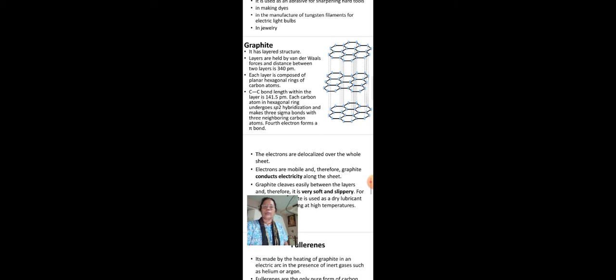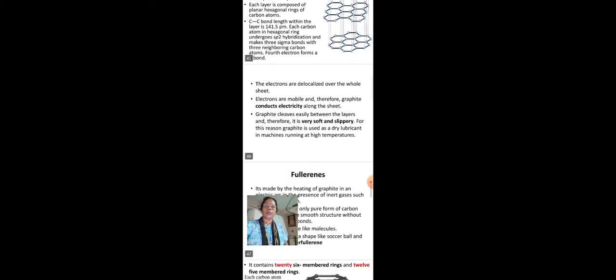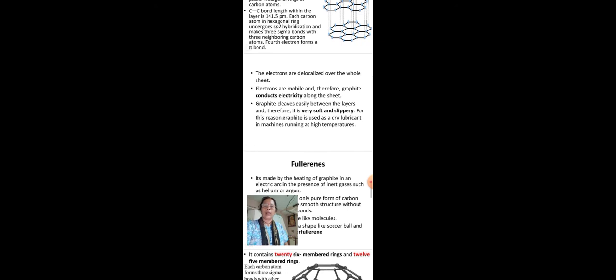Each carbon atom in the hexagonal ring undergoes sp2 hybridization and makes 3 sigma bonds with 3 neighboring carbon atoms. The fourth electron forms a pi bond. The electrons are delocalized over the whole sheet. Electrons are mobile, and therefore graphite conducts electricity along the sheet. Graphite cleaves easily between the layers, and therefore it is very soft and slippery. For this reason, graphite is used as a dry lubricant in machines running at high temperature.